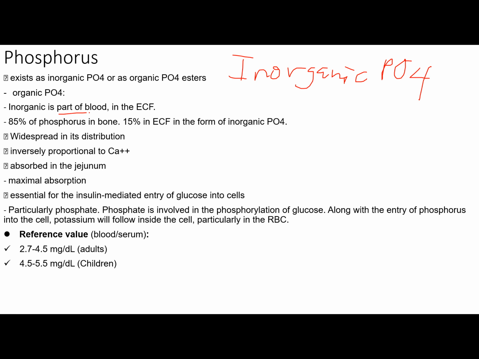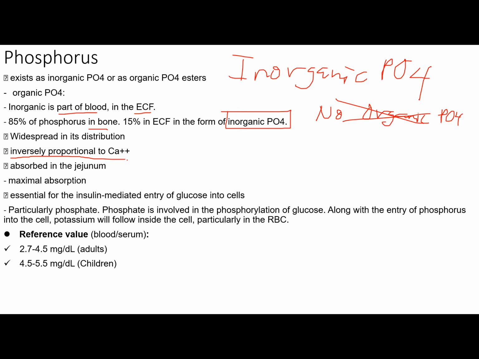Inorganic phosphorus is part of blood, specifically in the extracellular fluid. Now, 85% class of phosphorus is found in the bone, 15% is found in the ECF in the form of inorganic PO4. So, hindi ka makakakita class, there is no organic PO4 being tested in the laboratory. Only inorganic PO4.